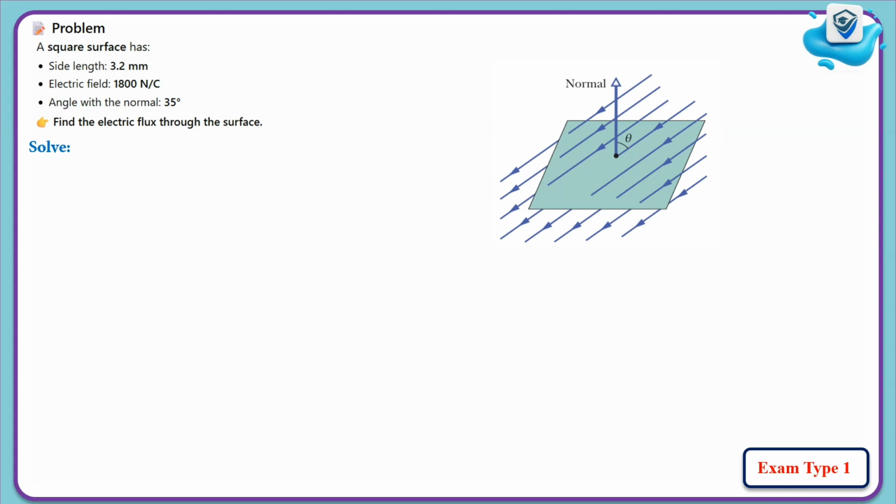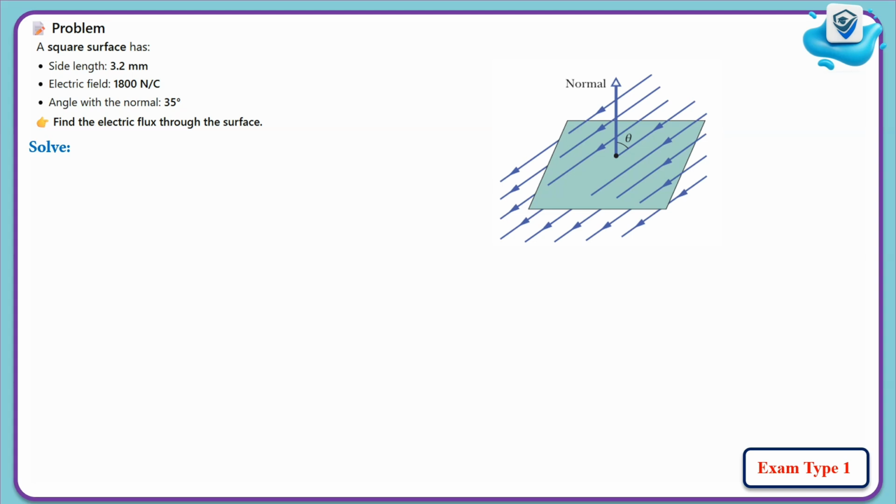The side length of the square is 3.2 millimeters. The electric field is 1800 newtons per coulomb, and the angle between the electric field and the normal is 35 degrees. Our goal is to calculate the electric flux through the surface. If we look at the figure, notice that the given angle is measured with the normal, not with the surface itself. This is exactly the angle we need in the electric flux formula.